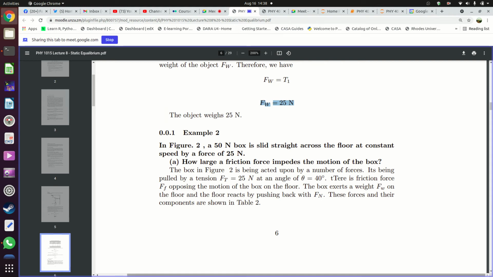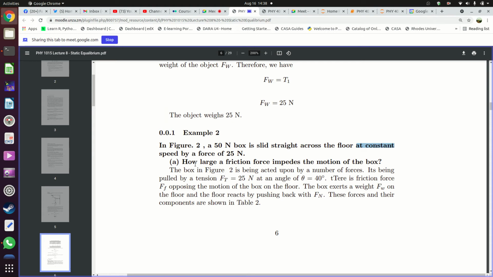Example number 2, in figure 2: a 50 newton box is slid straight across the floor at constant speed by a force of 25 newtons. Now, when something is moving across the floor at constant speed, it means that the object has no acceleration. That's the first thing that should come to mind. If something is moving at a constant speed, there is no acceleration.